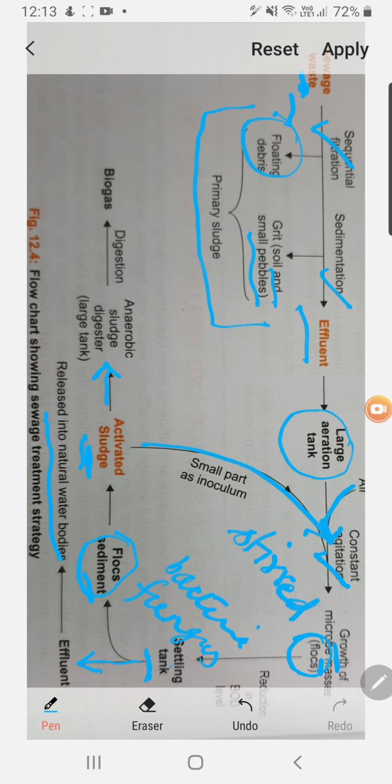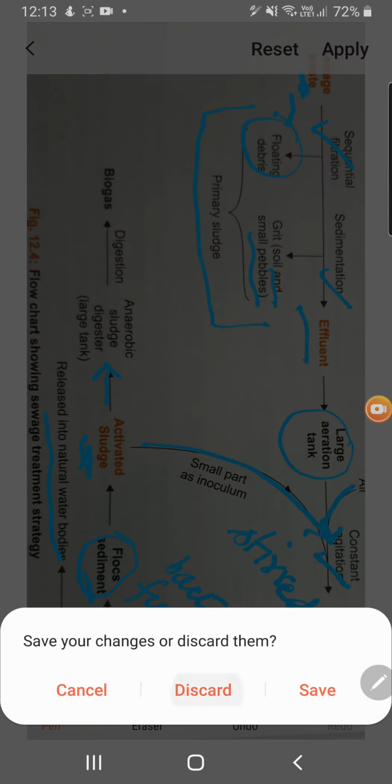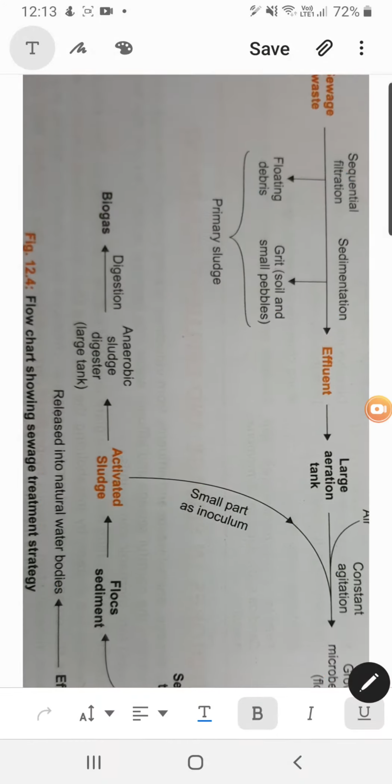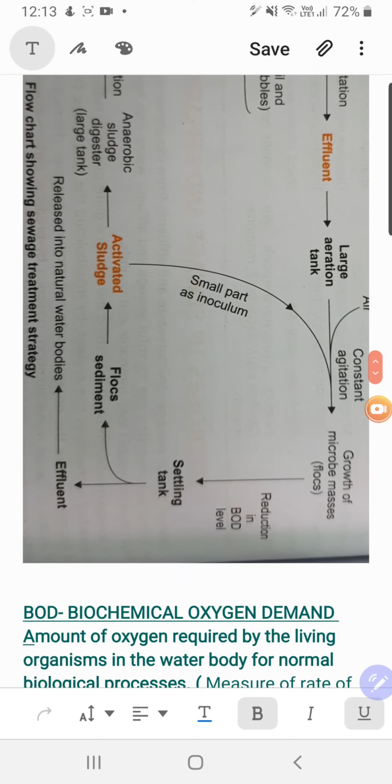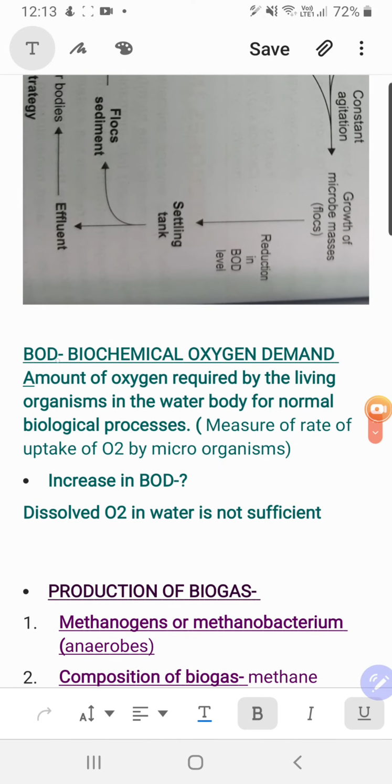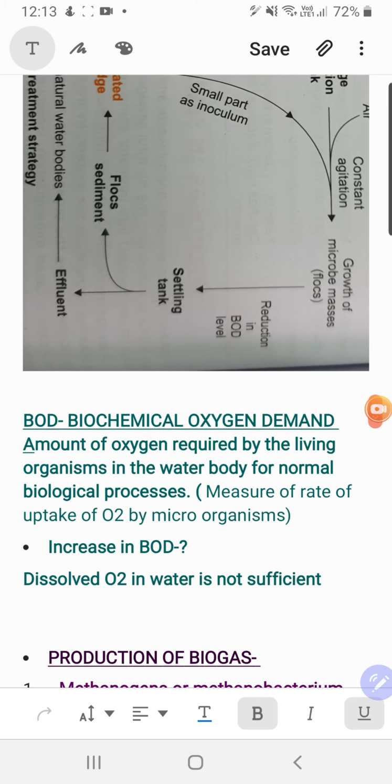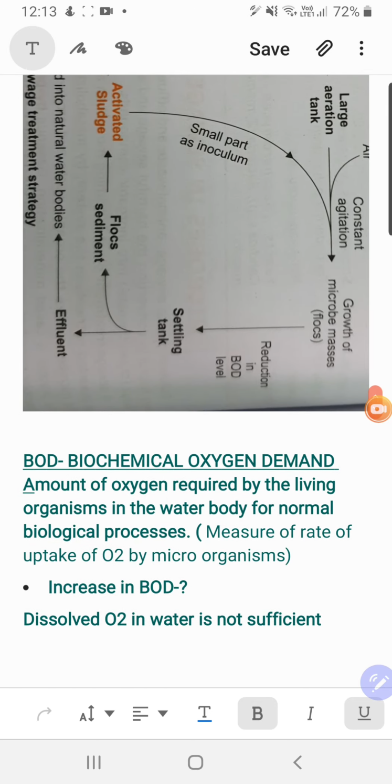Another thing is, at the end you can see that it is written reduction in BOD level. Now I will be discussing BOD separately, so just allow me to do that. I have written here BOD, that's biochemical oxygen demand. Sometimes it is also written as biological oxygen demand, one and the same thing.